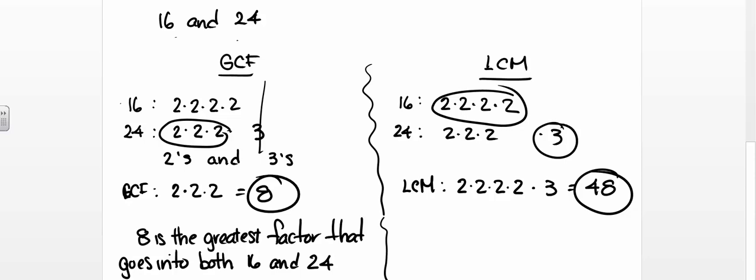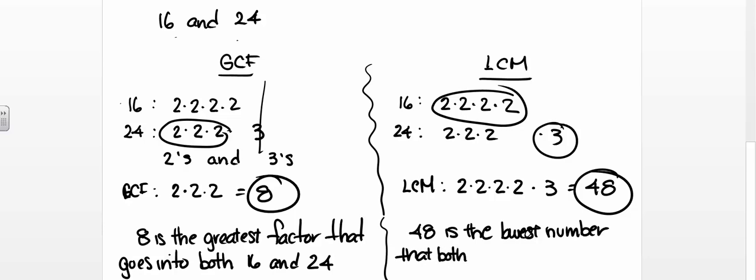And for the least common multiple, 48 is the lowest number that both 16 and 24 go into. Okay, so sure, 16 and 24 go into 96, but the lowest number is 48. I hope that helps explain it a little bit. I know it was a little bit of a long explanation, but you can see side by side the difference between the greatest common factor and the least common multiple.